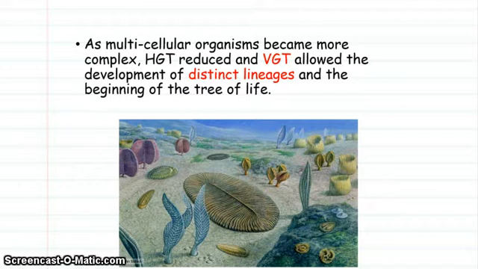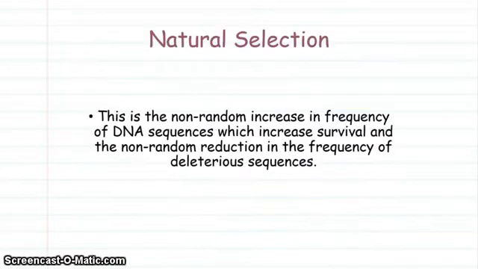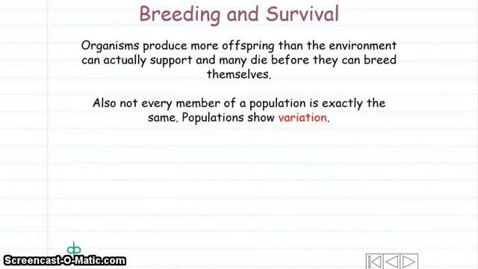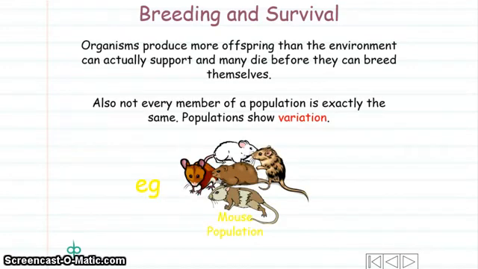lineages to evolve. Now, if we have a look at natural selection, it is, by definition, the non-random increase in the frequency of DNA sequences which increase survival, and the non-random reduction in the frequency of deleterious sequences. This is something you may need to know, particularly this kind of terminology you need to be using at higher level. So if we consider a population of organisms, they show a great deal of genetic variation.